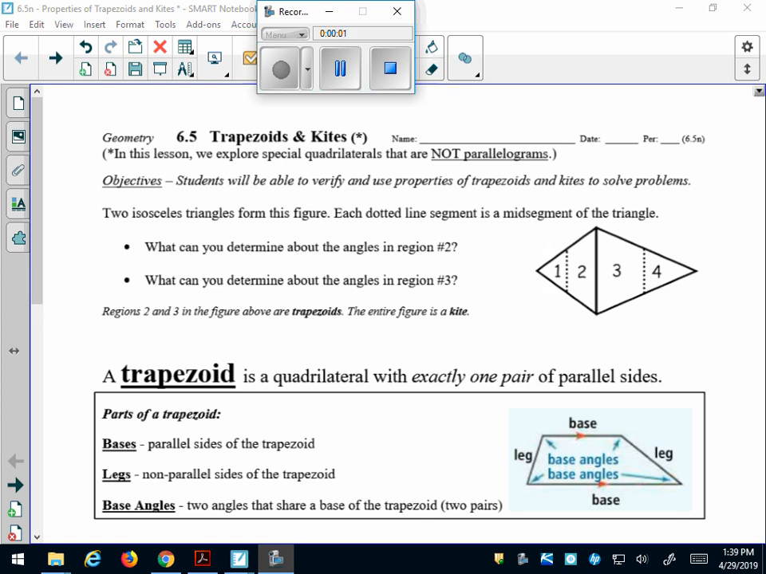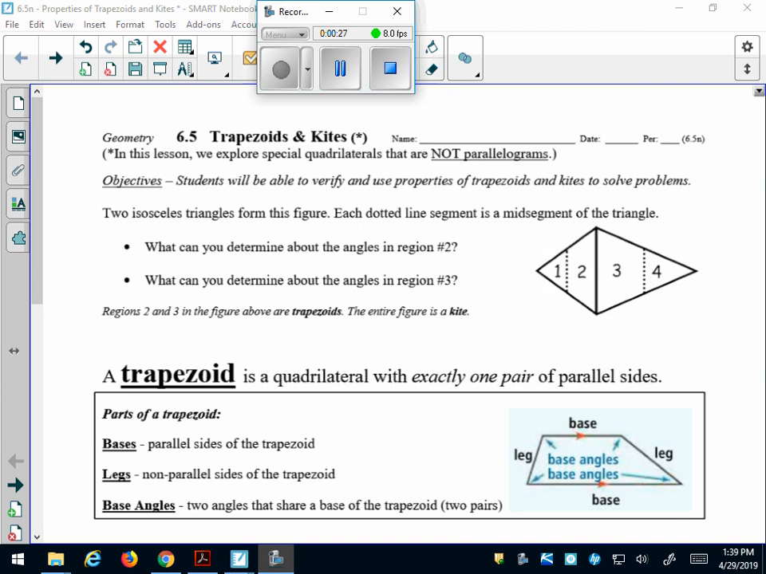Okay, so we are going to continue by talking about trapezoids and kites. This kind of finishes out the special quadrilaterals. Last time in 6-4 we did parallelograms and all the special parallelograms, right? Rectangles, rhombuses, squares. What did I forget? I guess just regular parallelograms and all the properties that went with that.